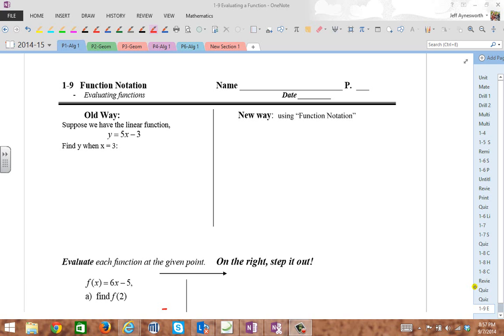We're going to go through a lesson on what's called function notation and how to evaluate functions using this crazy notation called function notation. So let's go back in time. Let's do the flux capacitor actually, and do what we've done a long time ago.